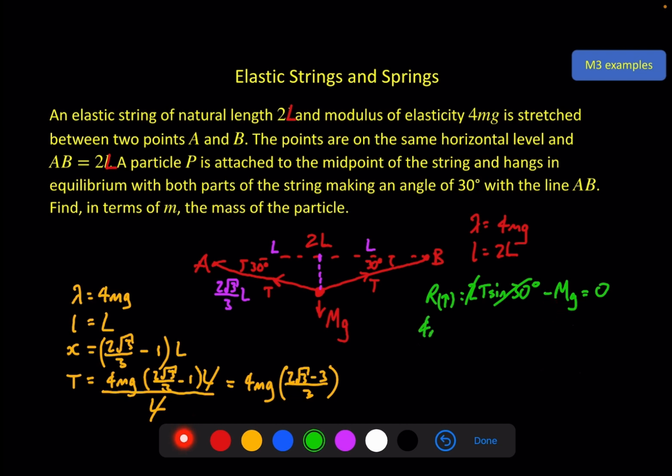So we've got 4mg, 2 root 3 minus 3 over 3 must equal Mg. We can cancel the two g's, so we get capital M in terms of little m is 4m, 2 root 3 minus 3 over 3, which is a fairly horrible answer, and in decimal form would be 0.619 to 3 significant figures.